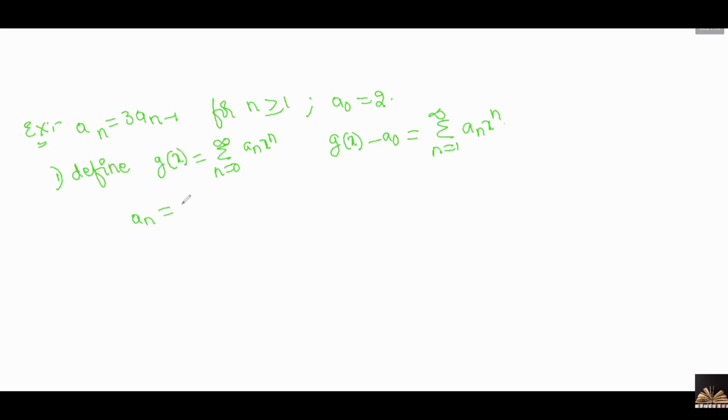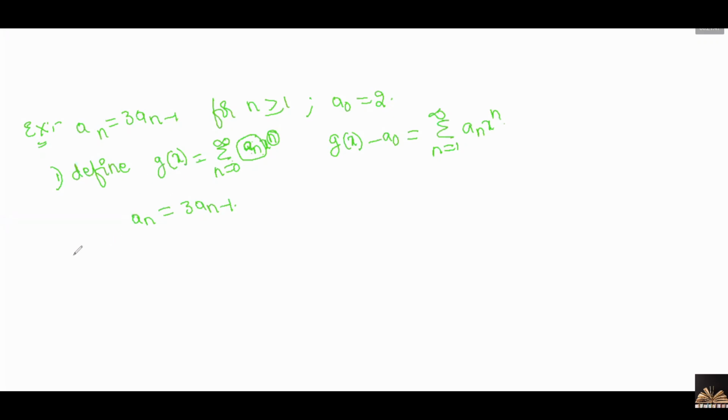Take the given recurrence relation. When you observe this format of g of x, you are saying that an is the solution. What is your an here? An is the coefficient of the nth power term. So you need to convert your recurrence relation into this g of x form, such that you can get the solution.